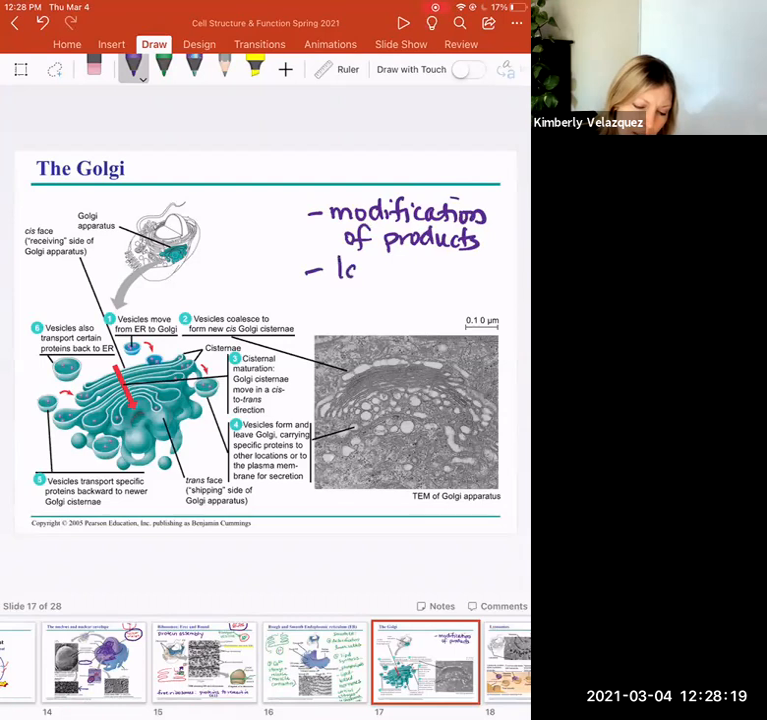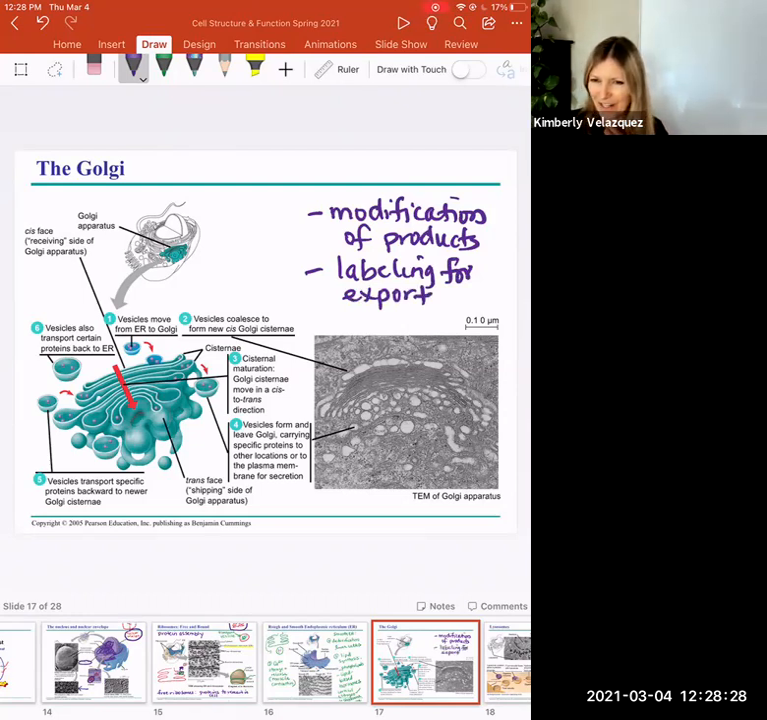And eventually labeling those products for export. This is sometimes known as kind of the UPS center of the cell, where those products come out the other side in a new transport vesicle, and now they have some sort of tag telling them where to go. There are some other important functions of the Golgi, but just know that they're involved in product modification and labeling for export. We won't talk in detail about the other functions of the Golgi.